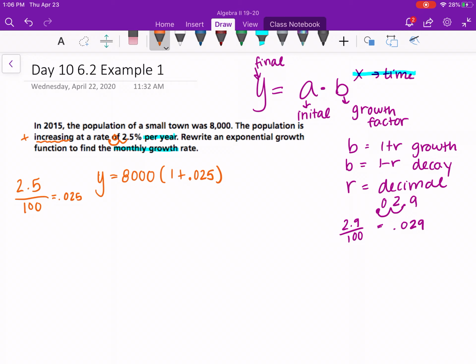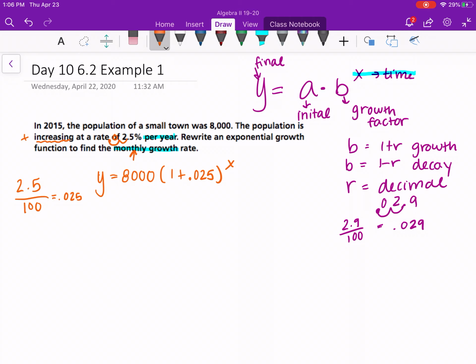And then I have my exponent x that represents time. So this is a great model. This is using the yearly growth rate. I could calculate the population in 10 years, 5 years, whatever it is. But I want to know what the monthly growth rate is. So I need to think about how many months are in a year. If I look at this growth rate for 3 years, how many months did that cover? If I look at it for 4 years, how many months did that cover?